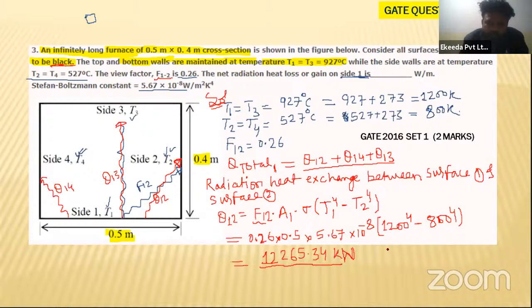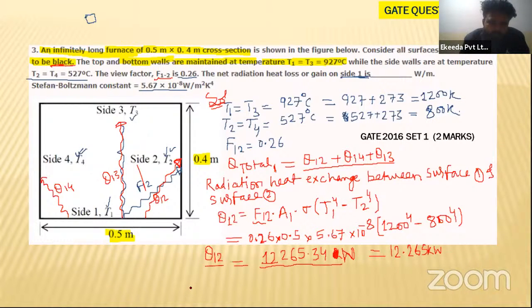It will be in watt, not kilowatt. So this will be nothing but 12.265 kilowatt. This will be nothing but 12,265 watt, my dear students. So you can easily take this value. So we have calculated the heat transfer between 1 and 2. So let us see the second one, Q13.